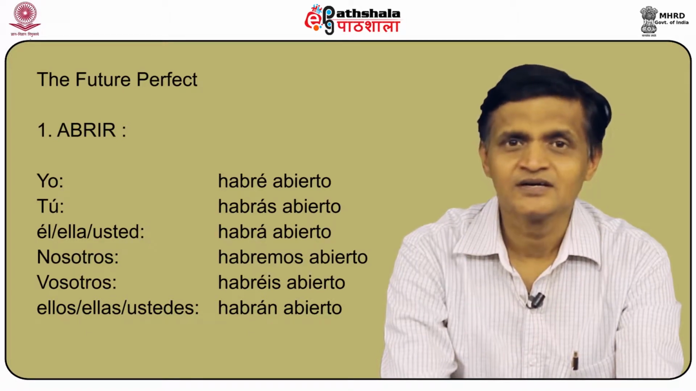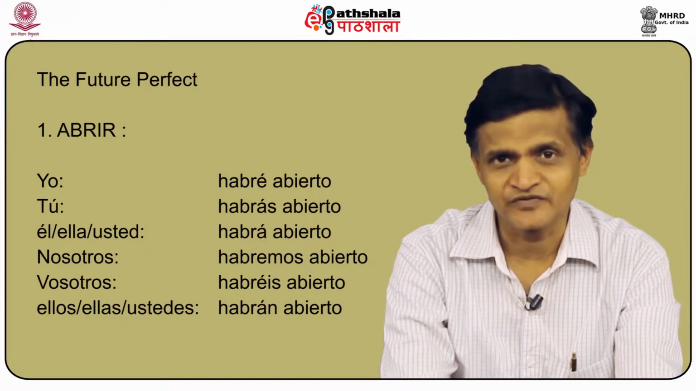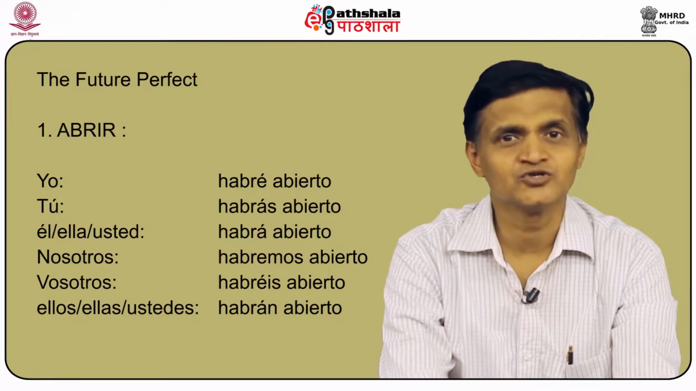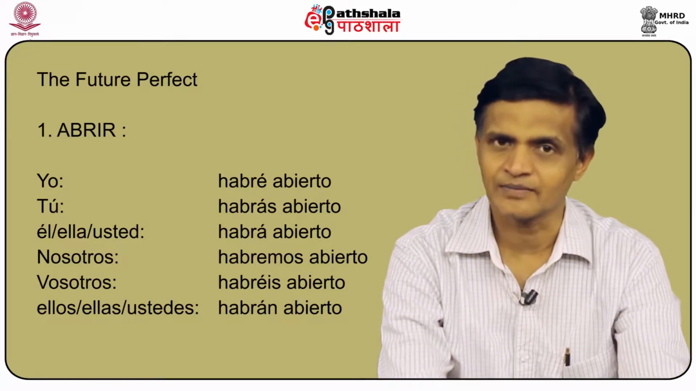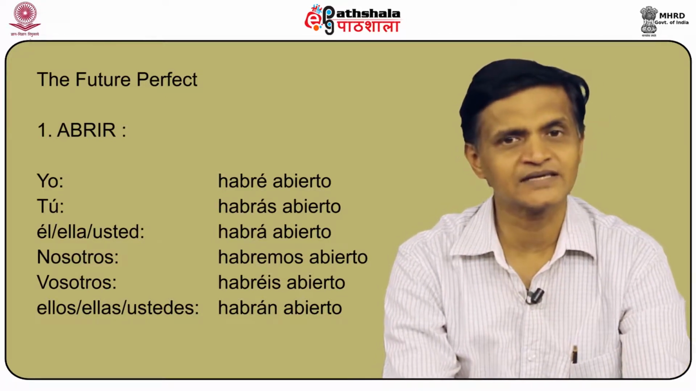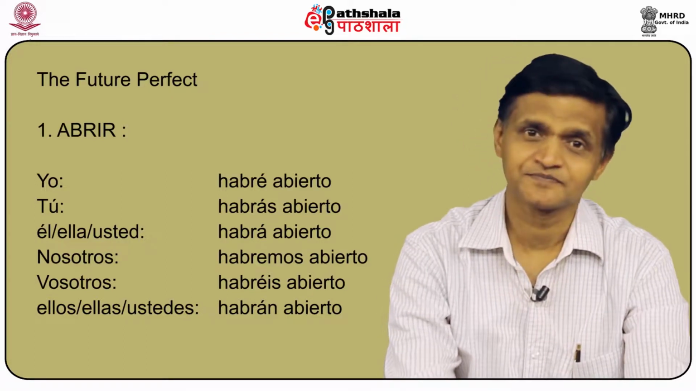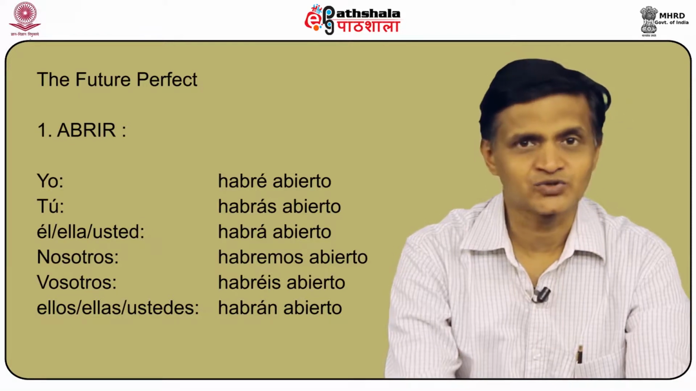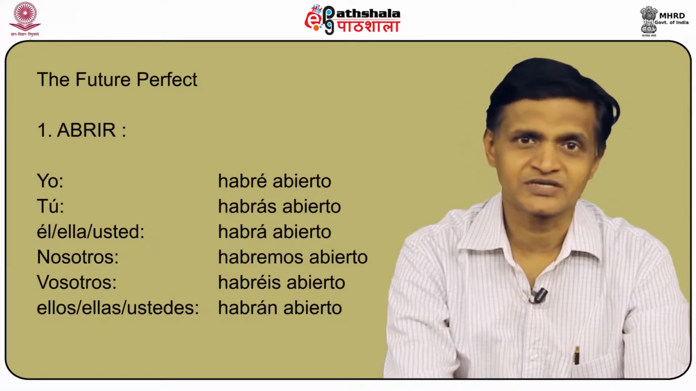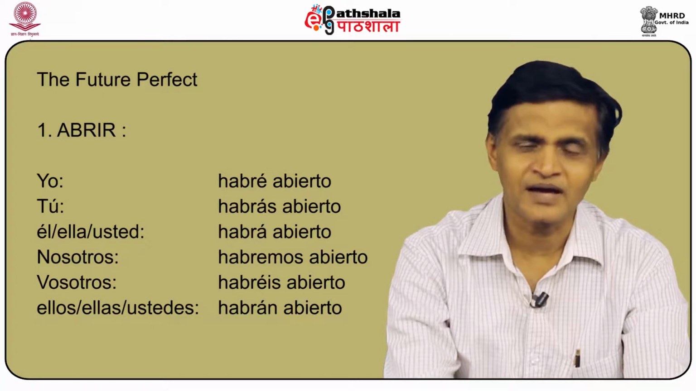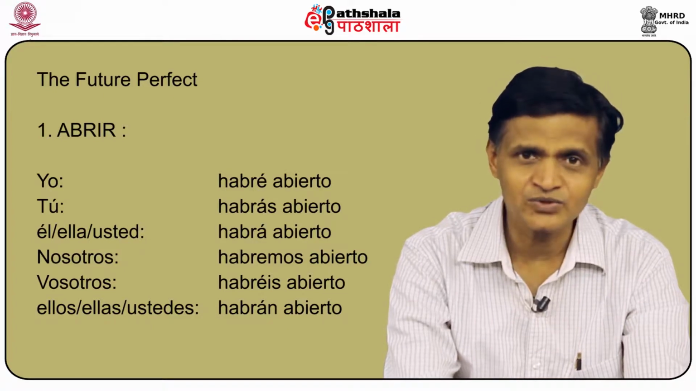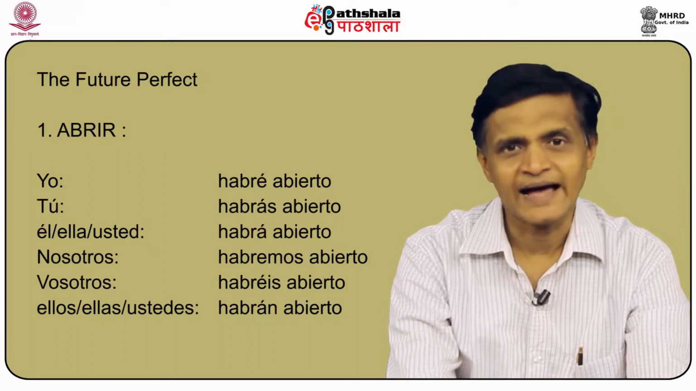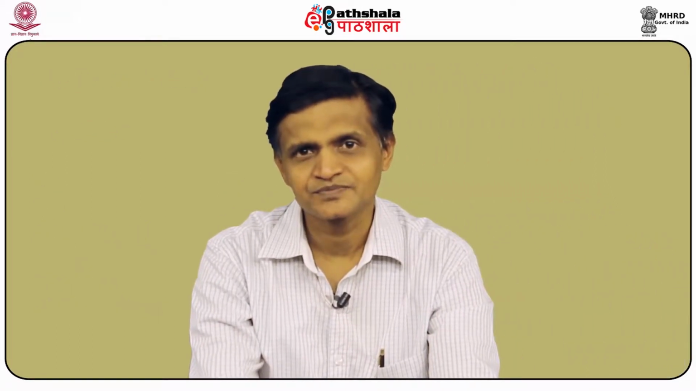I repeat, abrir in the future perfect has a set pattern. What is the pattern? You put habré, habrás, habrá, habremos, habréis, habrán, and remove the IR, put ido, and so you have abierto. So it is habré abierto, habrás abierto, habrá abierto, habremos abierto, habréis abierto, and habrán abierto.